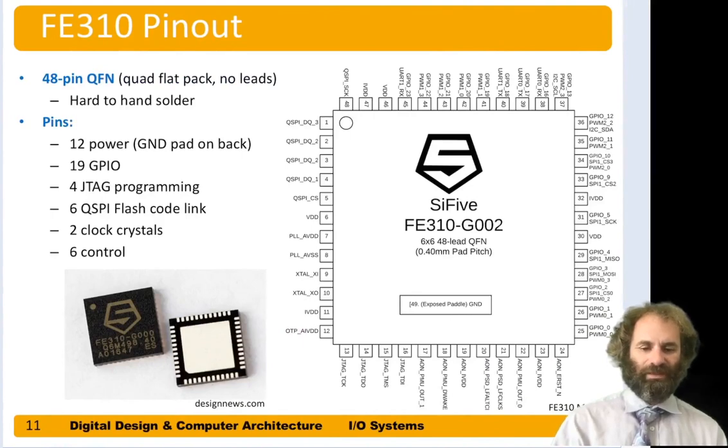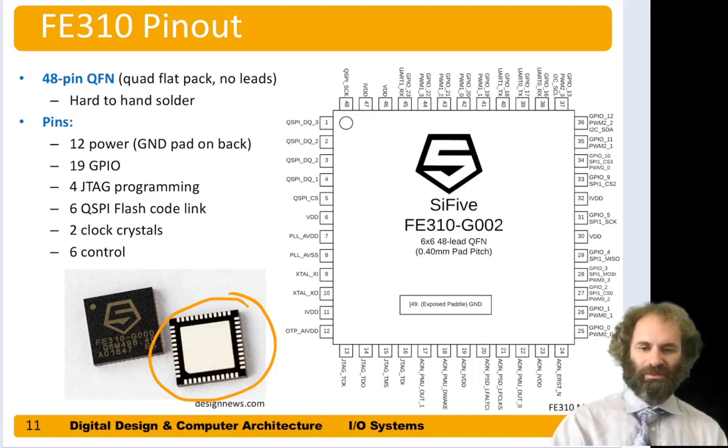Here's the pinout of the processor. It comes in a 48-pin QFN quad flat pack. You'll notice that the pads for this chip are underneath, so soldering has to be done by putting solder on pads of a circuit board underneath and then carefully aligning this chip and heating. It's not something that's terribly easy to do by hand.